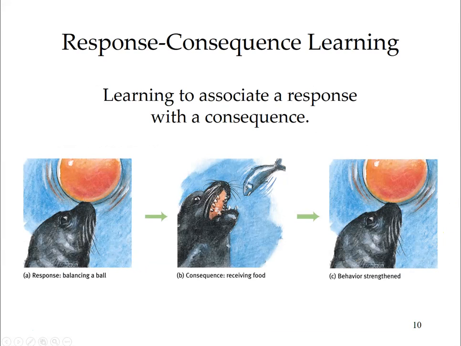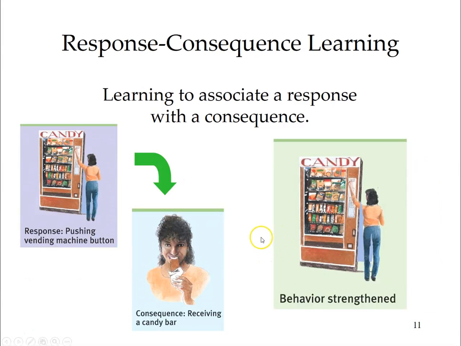Response-consequence learning, learning to associate a response with a consequence, is another form of learning that we see. We see this when we go to animal shows where they have seals, like SeaWorld used to be famous for, where they would get the animals to do various tricks. Of course, they would reward them for doing those behaviors through the consequence of receiving food, so that whenever the seal learns to balance the ball on his nose, he gets a fish. And so this is how it is developed. And we'll talk more about this later.